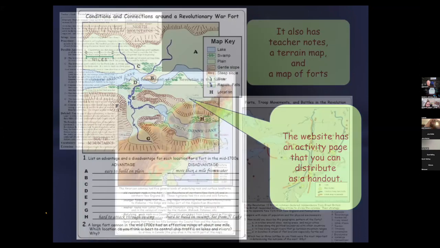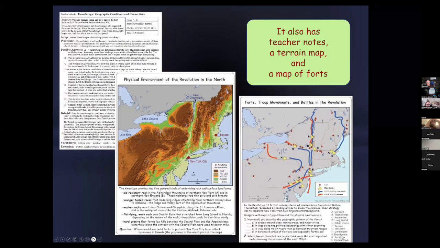The packet of materials that's on the website has got a teacher's guide that lists an advantage and disadvantage for each one of these locations. It also has two maps that you can either print or display. If you let your eyes go back and forth between those two maps, can you make a generalization about troop movements and about fort locations and about just where did things happen in the Revolutionary War in the North? And you can spend as much time or as little time as you want on that, because when we actually start talking about one of these forts, we're going to get into that a little bit.